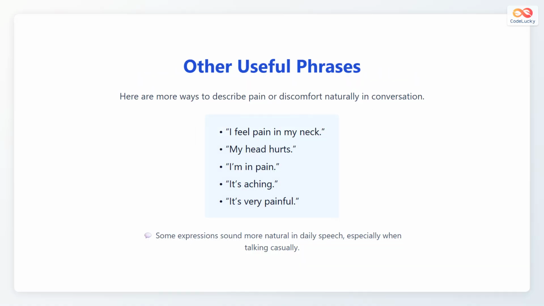Here are some more natural ways to talk about pain. You can say, "I feel pain in my neck" or "My head hurts." You can also say, "I am in pain" to show that something really hurts. If you feel a steady kind of discomfort, you can say, "It is aching." And when something feels very painful, you can say, "It is very painful." These expressions will help you sound more fluent.